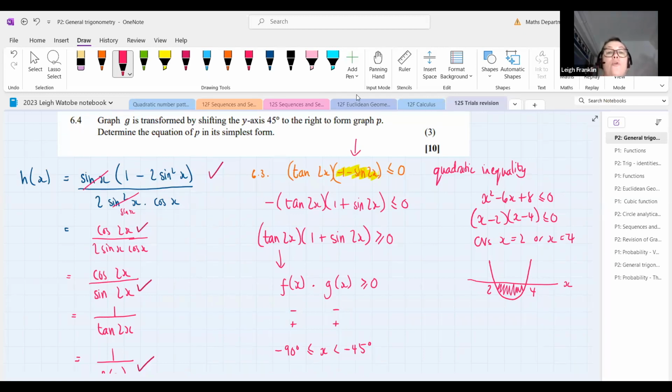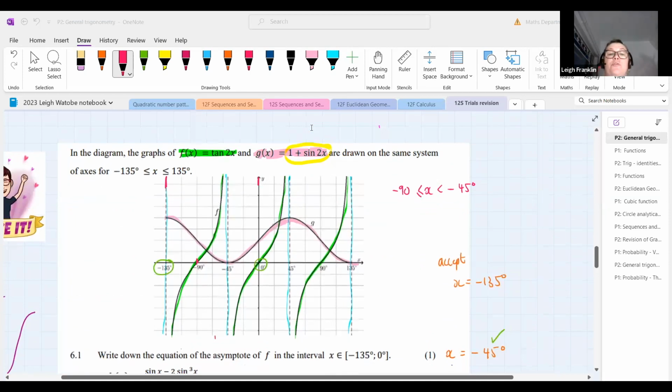Okay, so that is because of the asymptote. Okay, thank you, ma'am. Okay, so that's why we're not including the negative 45. All right, no problem.